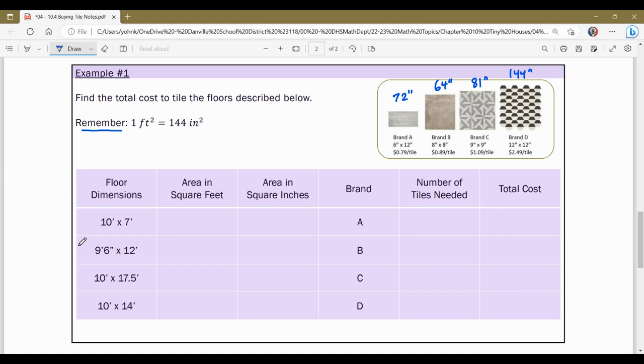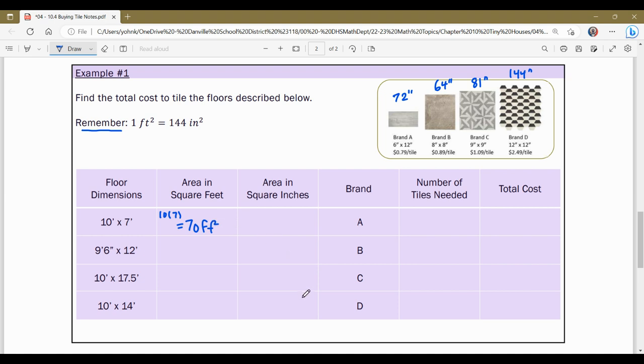All right, so we have 4 floors over here. The first floor is a 10 by 7, 10 feet by 7 feet. So I first need to find the area in square feet. Well, area in square feet is length times width. So 10 times 7, that gives us 70 square feet.